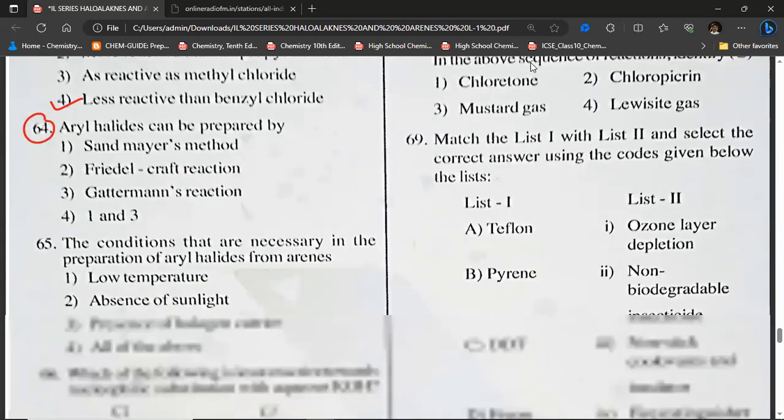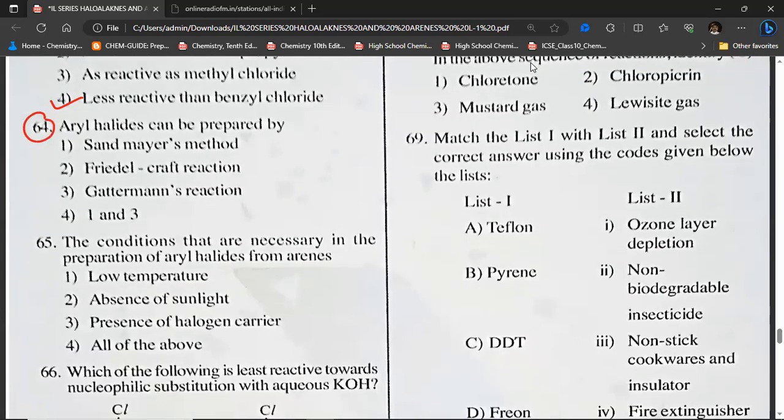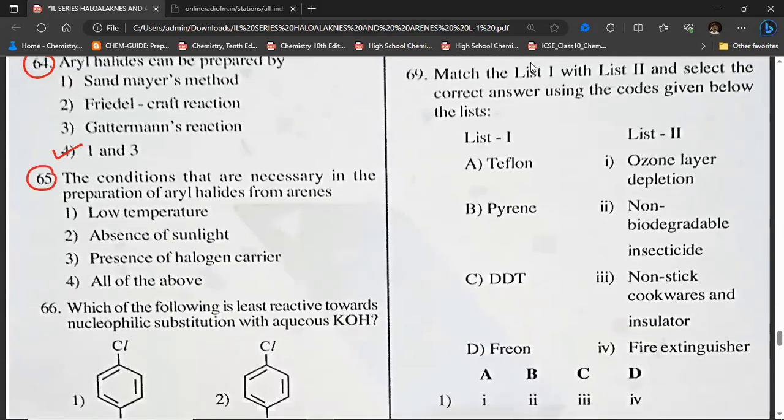64. Aryl halides can be prepared by Sandmeyer reaction, Gattermann reaction, not from the Friedel-Crafts reaction. Friedel-Crafts reaction is one of the chemical properties of aryl halides. So the fourth one, 1 and 3, is the right one. 65. The conditions that are necessary in the preparation of aryl halides from arenes are low temperature, absence of sunlight, presence of halogen carrier. All will come under this category we have.